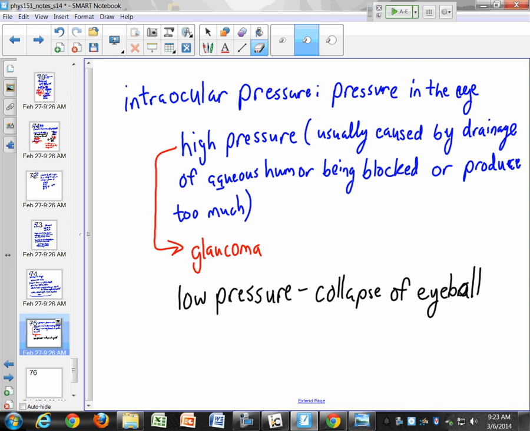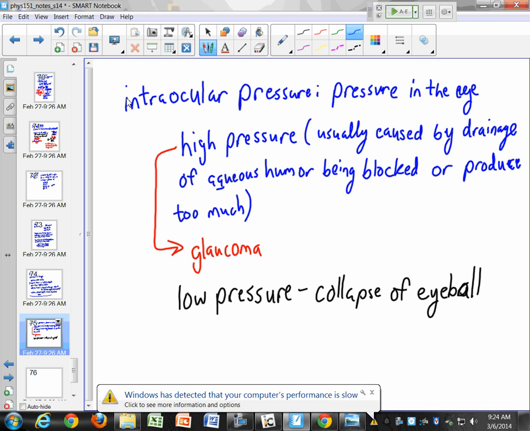All right. So the intraocular pressure is just the pressure in the eye, and then you can have these two different things. You can either have high pressure or low pressure. High pressure is called glaucoma. High pressure can be caused either by not enough drainage or too much production of the aqueous humor, or you can have low pressure, which would cause collapse of the eyeball, kind of like the collapse of that artery. Remember when you got low pressure there?